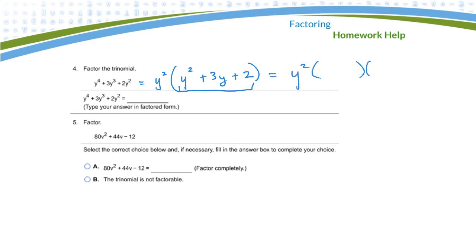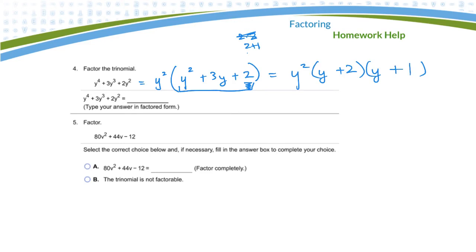So I'm wanting to do 2 brackets with it. I want to put a y there and a y there. Look for 2 numbers that multiply to 2, like 2 times 1, and add to 3. Yeah, 2 plus 1 is 3. Those are my numbers. So plus 2 and plus 1.